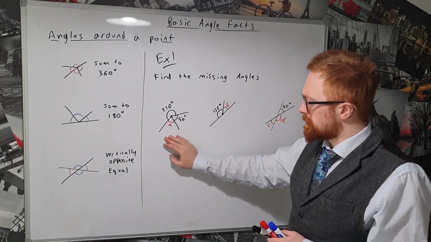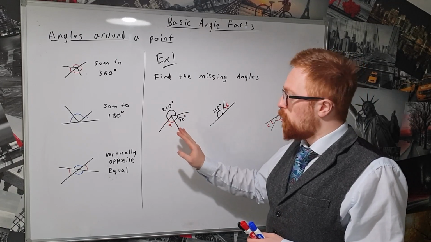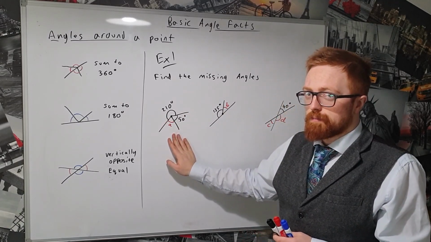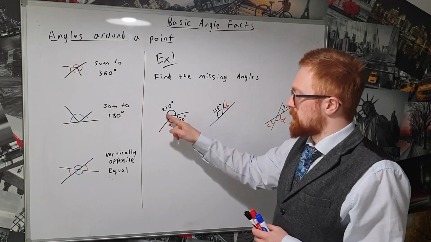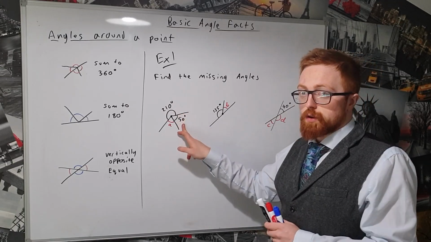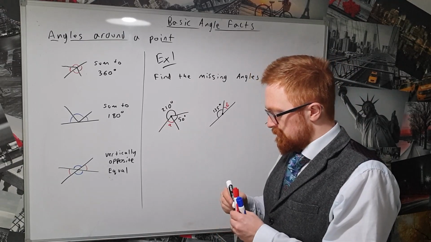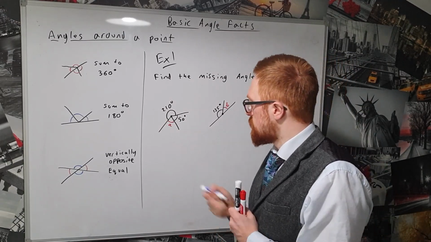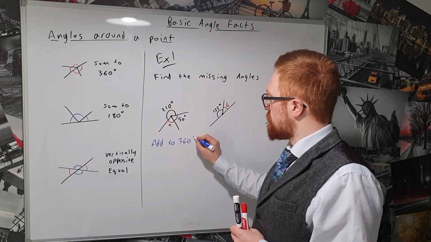So this one, we've got angles around a point. Now, what do those angles have to add up to? Correct, it's 360, because the angles are around a point. So our strategy is going to be to add up the angles that we do know and then subtract it from 360. So they add to 360.